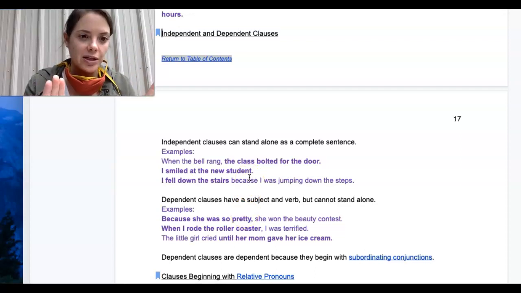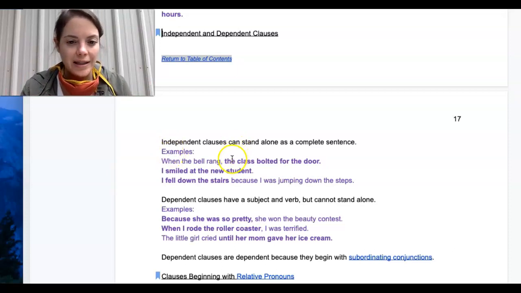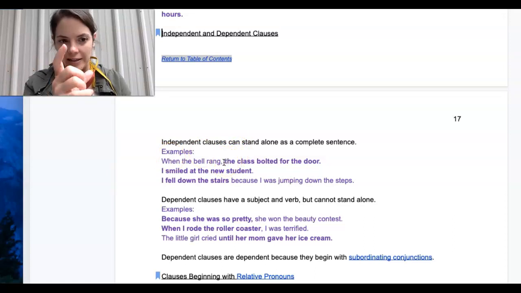Both types have a subject and verb. That's what makes them clauses. Okay, but independent clauses can stand alone as a complete sentence. That's why they're independent. All right, so for example, when the bell rang, the class bolted for the door. The class bolted for the door could be a sentence by itself. I could take that out, put a period at the end, capitalize the beginning of it.